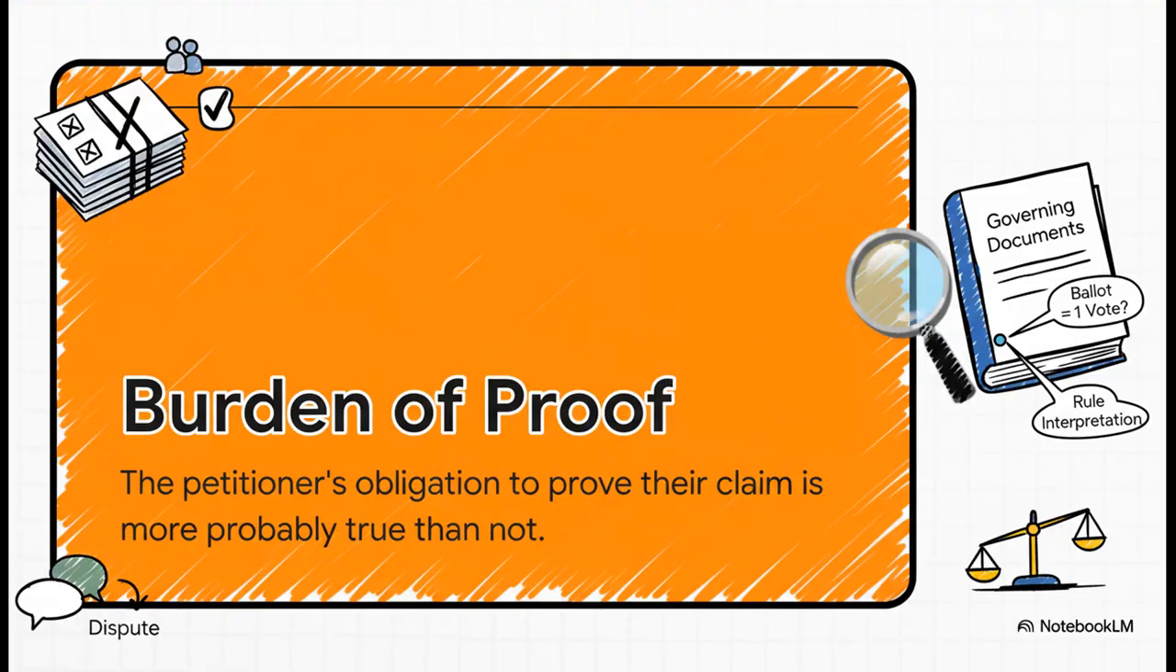Now, before we get to the verdict, you gotta understand this key legal idea, burden of proof. It wasn't actually up to the HOA to prove they were right. The responsibility, the burden, was on Mr. Burns, the petitioner, to convince the judge that his version of the story and his interpretation of the rules was more likely to be true than the HOA's.